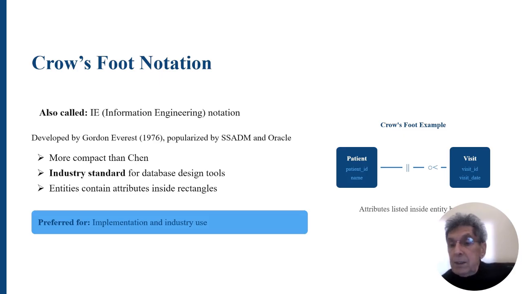Crow's foot is more compact than Chen. Entities are rectangles, but attributes are listed inside the rectangle rather than as separate ovals. Relationships are lines connecting entities. There are no diamonds. Cardinality is shown with symbols at the line's ends. The name crow's foot comes from the symbol for the many. It looks like a bird's foot with 3 toes spreading out. Because it's compact, crow's foot scales better to complex databases. You can fit more on a page and still read it clearly.